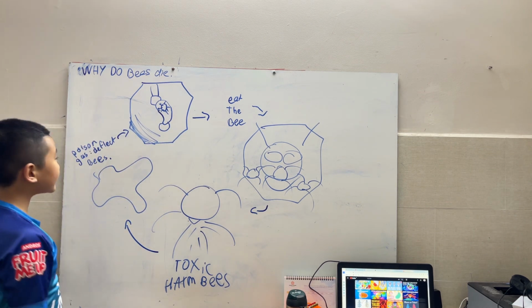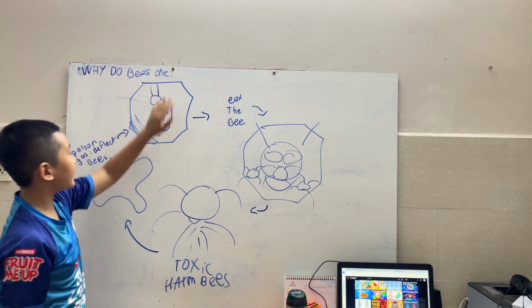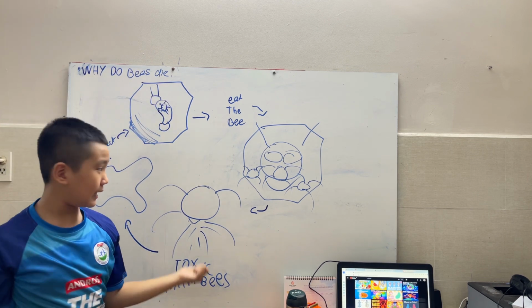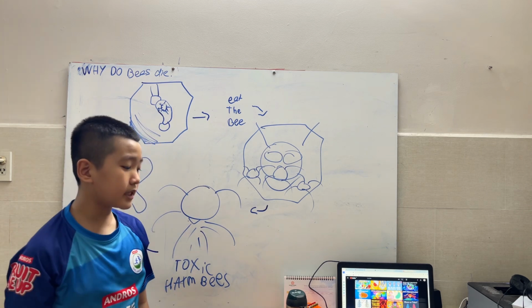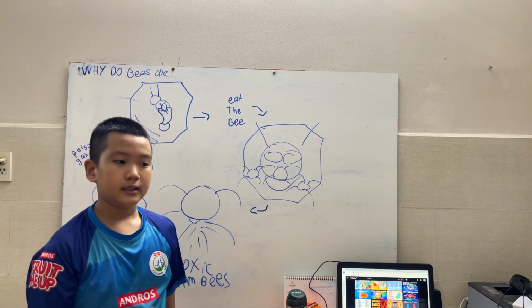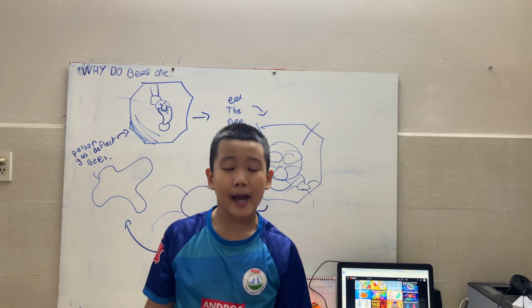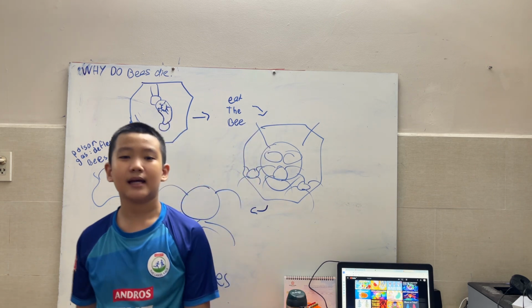So today we're going to study about why do bees die. So why do bees die? And today I'm going to tell you about it. First of all, the number of bees. Bees have died repeatedly every day because of mites.